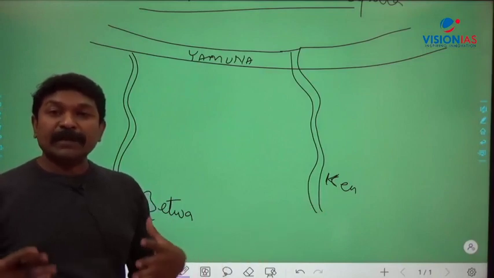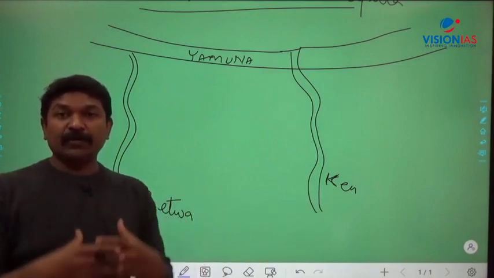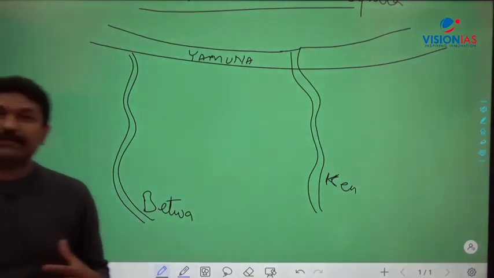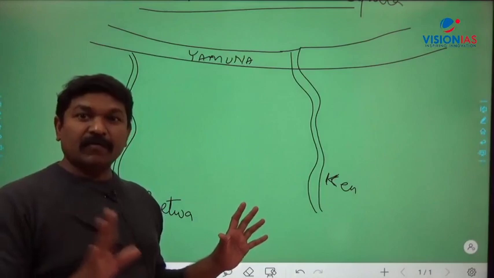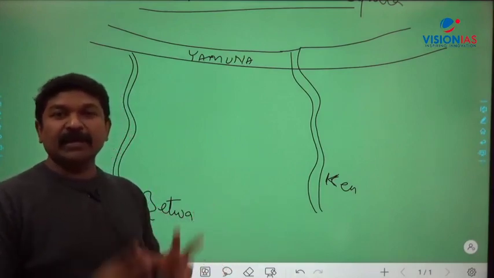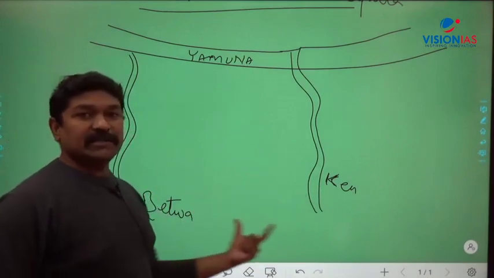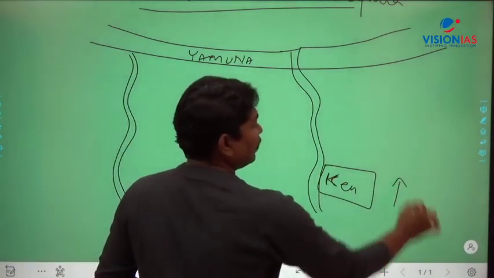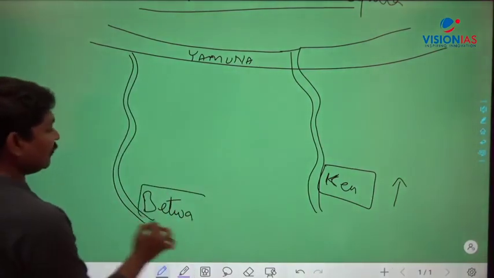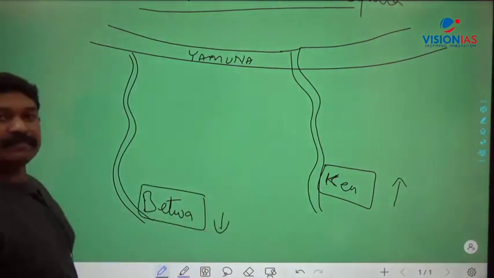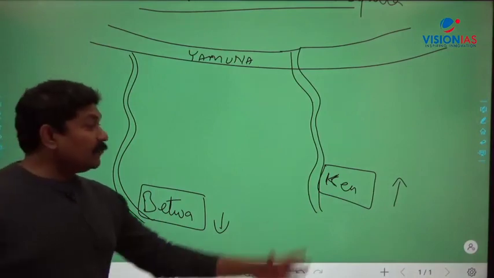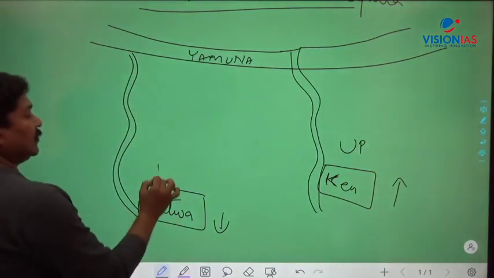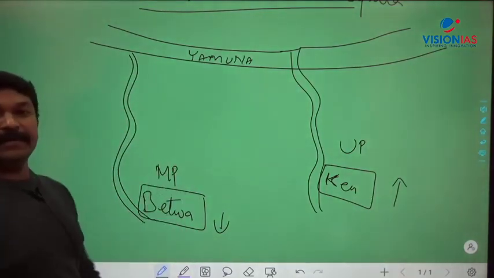Where do you find surplus water? Whenever we need to interconnect two rivers, one river should have excess water and the other should have deficit water. In these two cases, which has the excess water? The Ken has more water. Betwa has less water. Three-fourths of the Ken River lies in Uttar Pradesh, and the remaining part lies in Madhya Pradesh.